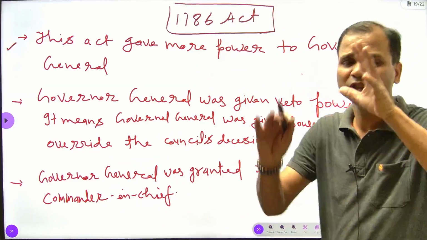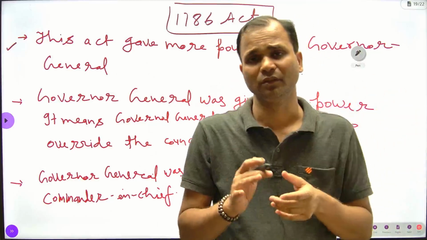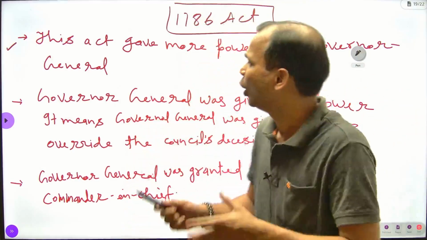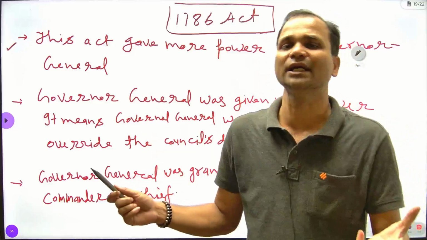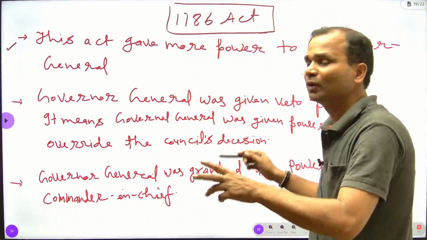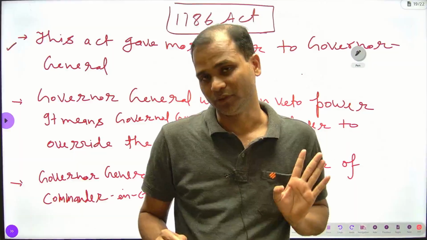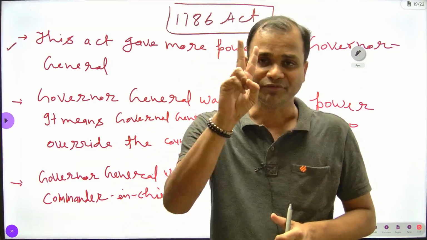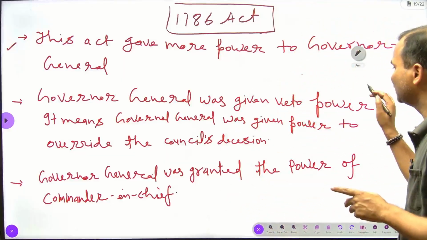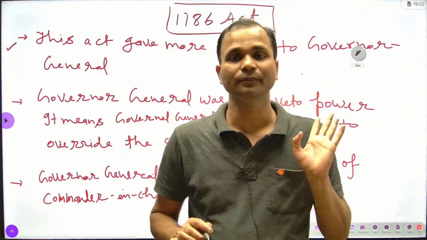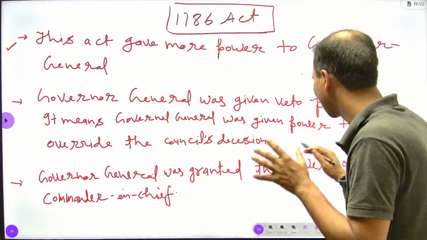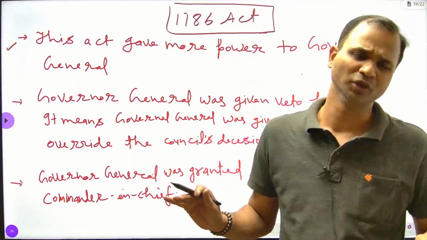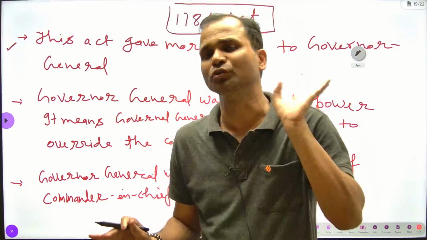So the sum and substance of this lecture, or in other words the conclusion of this act, is that the Governor General got two important powers, which show the supremacy of the Governor General in India. The first was veto power, and the second was the power of Commander in Chief also. You will have to keep in mind only two things, okay?